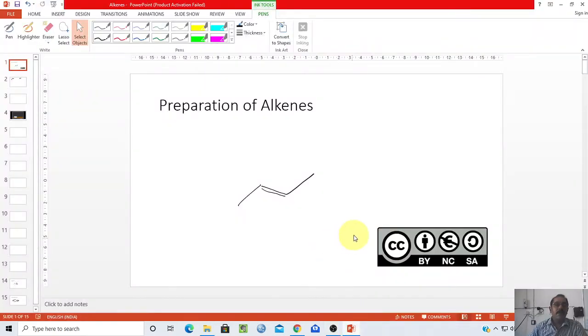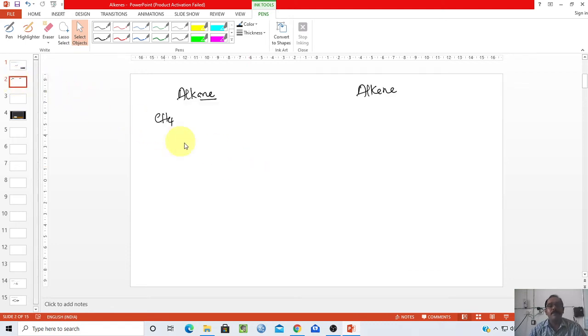Hello everyone. In this session, let us see the preparation of alkenes. Last class we read about alkanes. Now we move to alkenes. Starting, just for naming, we are comparing with alkanes.